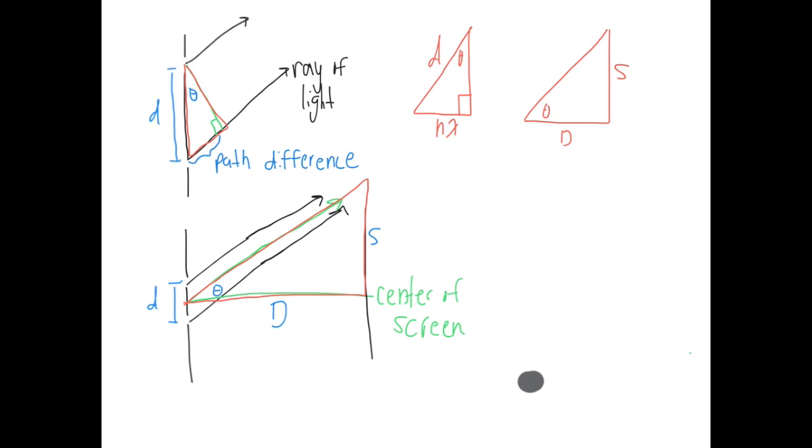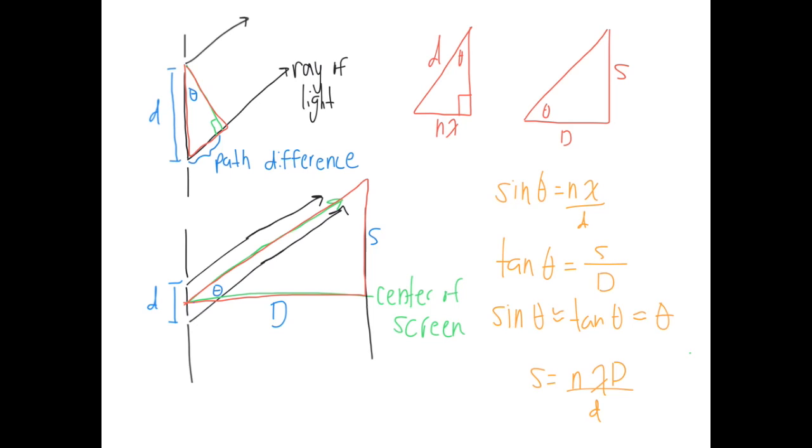If we look at these 2 triangles, we can see that sine theta is equal to n lambda over lowercase d, and tan theta is equal to s over capital D. If we equate these 2 fractions, we get the equation s equals n lambda D over d.